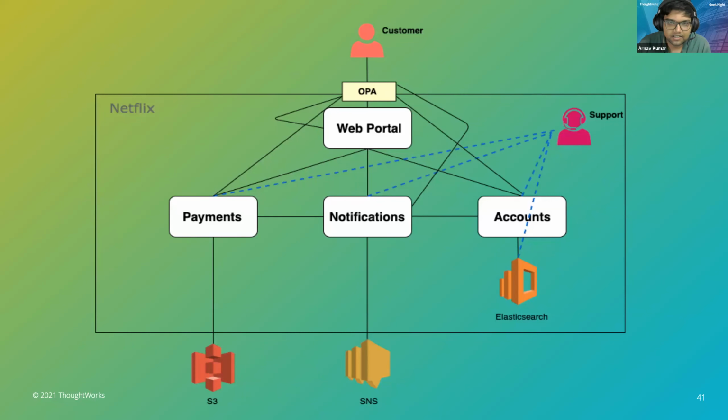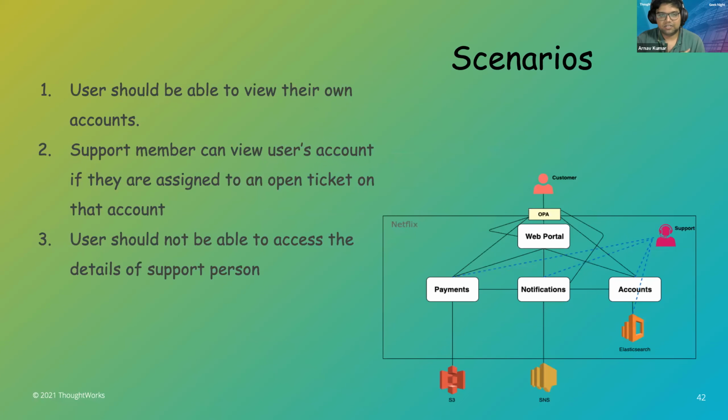they cannot access. So to quickly reiterate our scenarios, a person who is a user should be able to view only their own accounts. A support member can view a user's account only if they're assigned an open ticket to this account, and the user should not be able to access the details of a support person. So you've seen, given a certain set of data and a Rego file, which lists out all of these policies, how would the interaction with OPA look like?